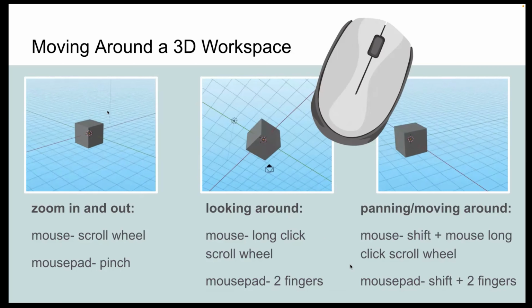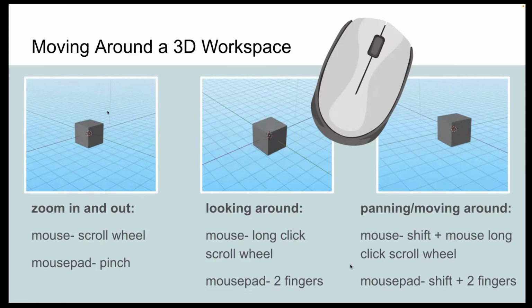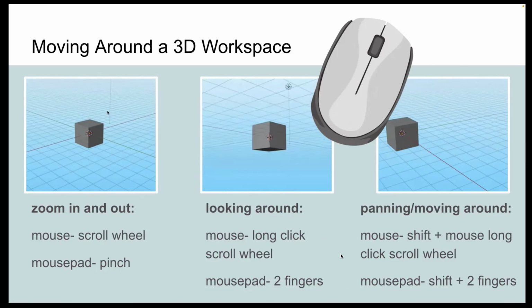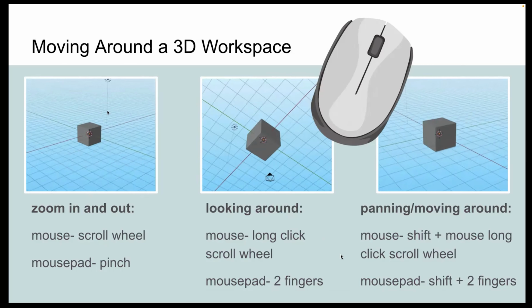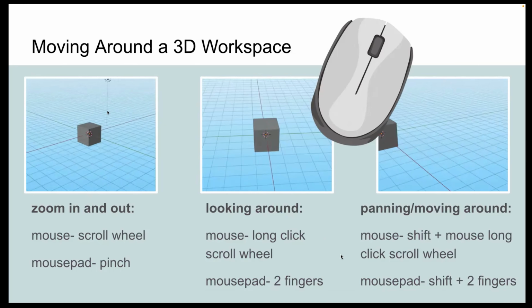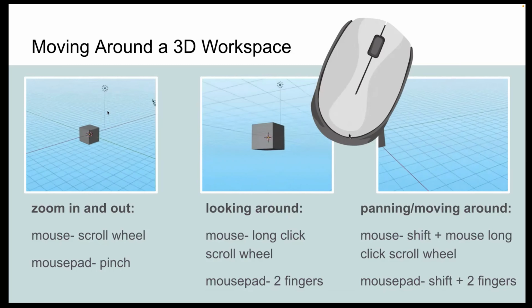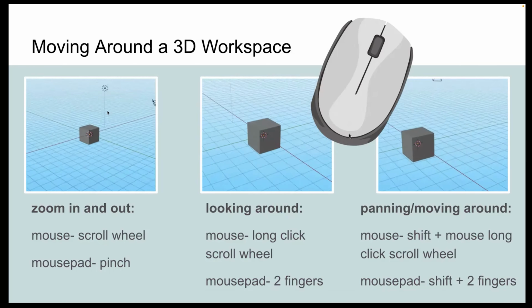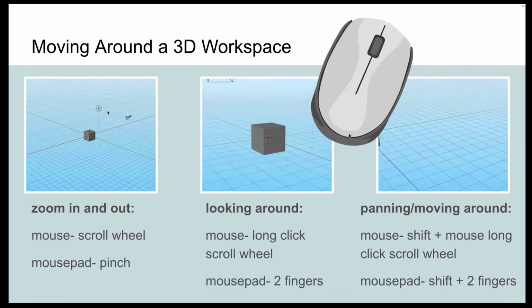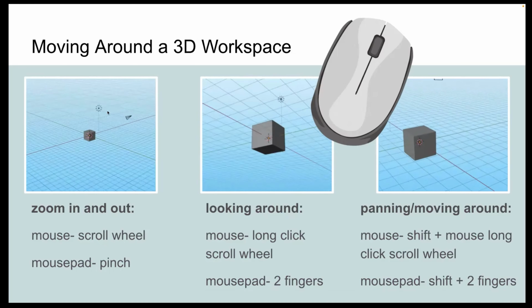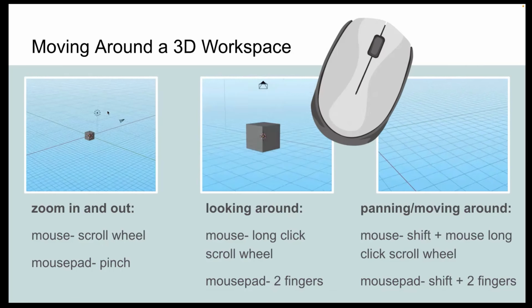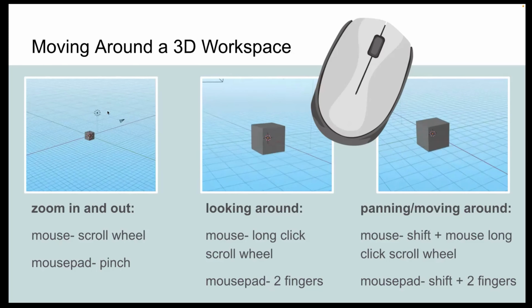If you're using the mouse pad, you can use 2 fingers and look around that way. To pan and move around, you can use the mouse while holding shift. Hold shift and click the scroll wheel. On the mouse pad, you can use shift and 2 fingers to move around.